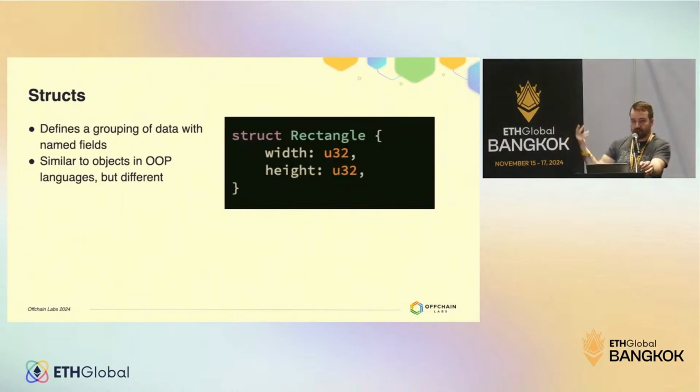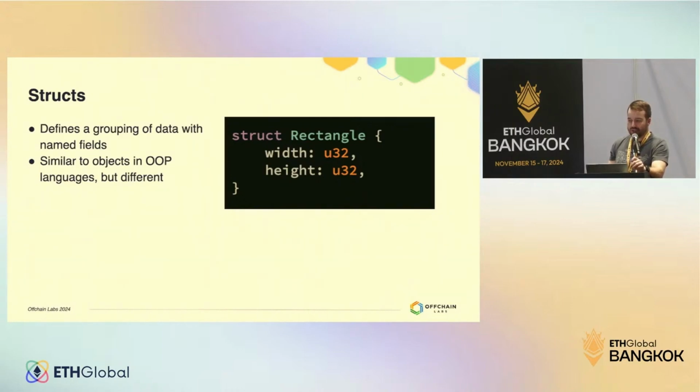This is a struct, so this is if you're setting up a data struct. You'll use structs quite frequently in Rust. This is just a rectangle with a 32-bit unsigned integer for both width and height. It's very similar to objects in OOP languages like Java, but they are slightly different.